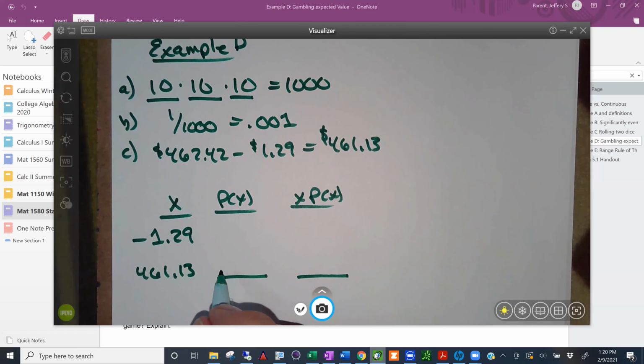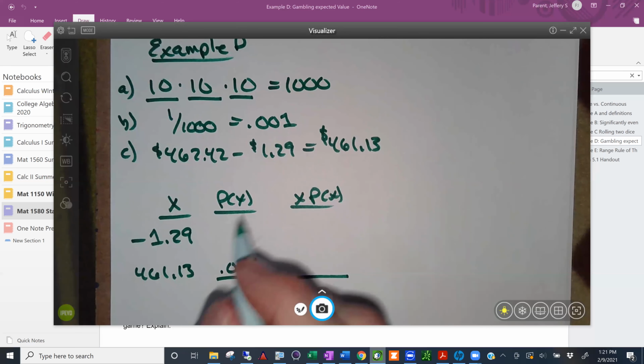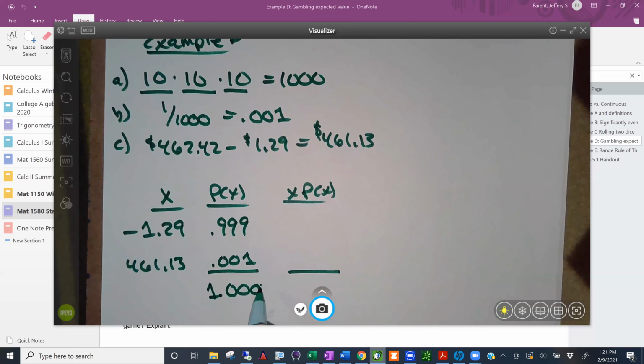What's the chance? 1 in 1,000. Thank you. So Don got the first one. Somebody tell me what the probability of losing is. If that's the probability of winning, what's the probability of losing? 999 over 1,000. 0.999. And we know that because this has to total up to exactly 1.